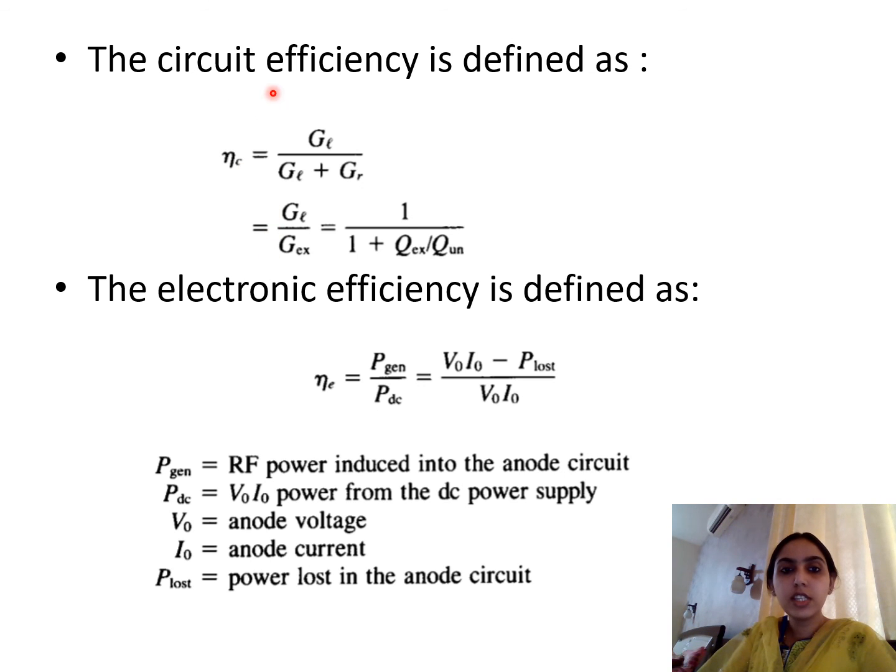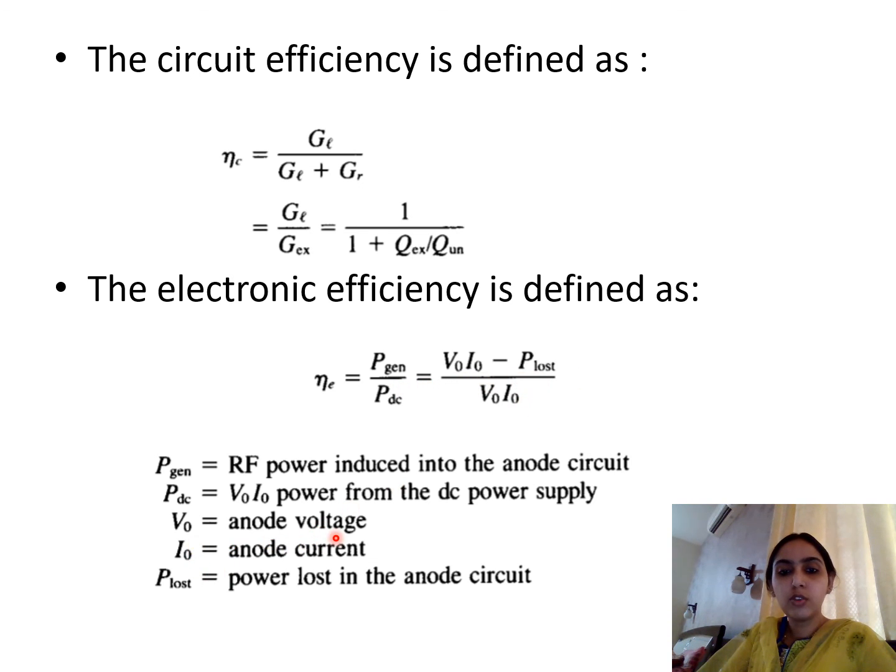Now we will see what the circuit efficiency and electronic efficiency are. Circuit efficiency for a magnetron is defined as GL/(GL + GR), or 1/(1 + Q external/Q unloaded). The electronic efficiency for a magnetron is defined as generated power to the DC power. So that is the ratio of the power generated from the device to the input DC power which we apply. Here each term is familiar to us.